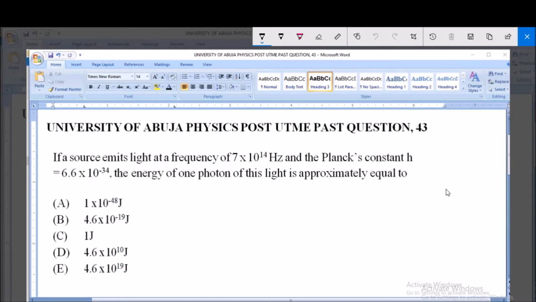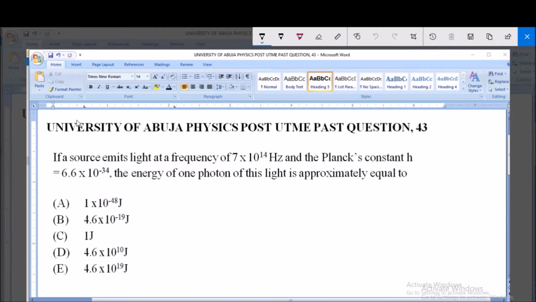A. 1 times 10 raised to the power of minus 48, B. 4.6 times 10 raised to the power of minus 19, C. 1 joule, D. 4.6 times 10 to the power of 10 joule, and E. 4.6 times 10 to the power of 19 joule.